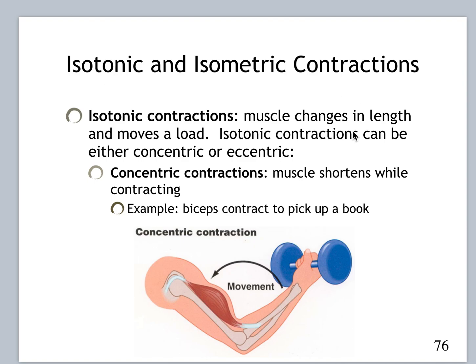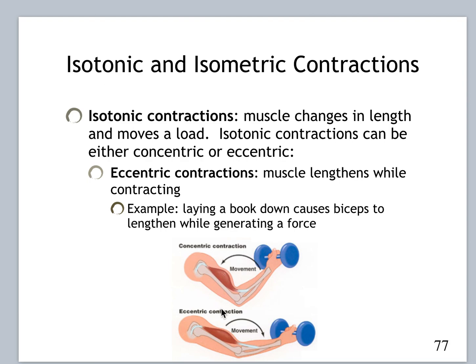Let's look at something a little bit more basic, just the types of contraction. Isotonic contraction is when a muscle changes in length and moves a load. Isotonic contractions can be either concentric or eccentric. Concentric contraction involves muscle shortening when contracting. For example, picking up something with the biceps, picking up this weight. The muscle shortens when the muscle contracts.